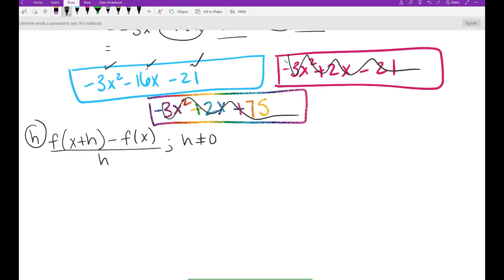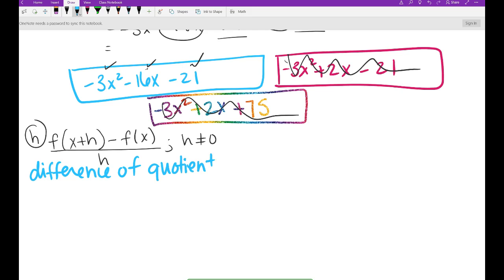Great. Easy? No. Okay. In your book, you're going to have this as one of the homework, just not tonight, but tomorrow. In your book, they call this the difference quotient. Okay. Difference quotient.